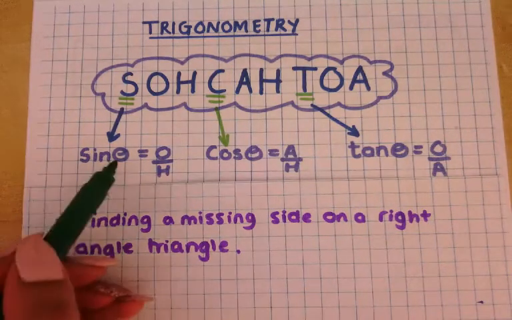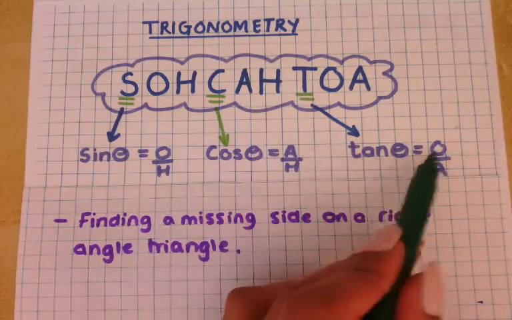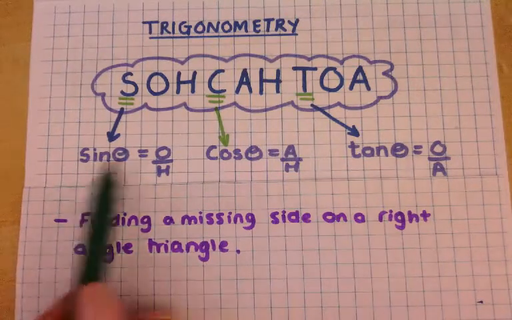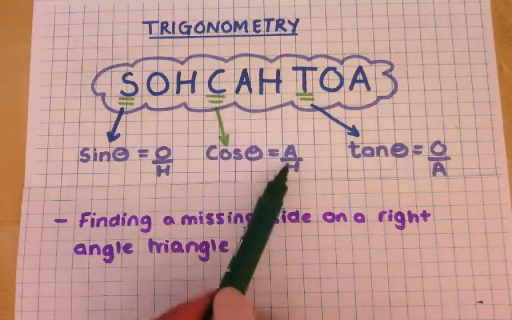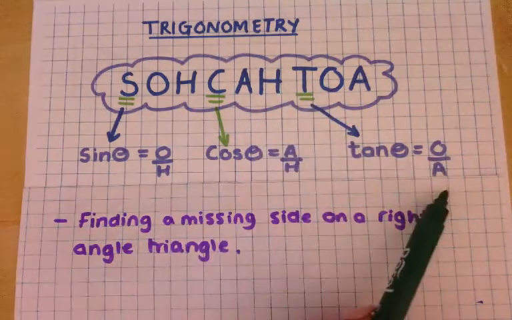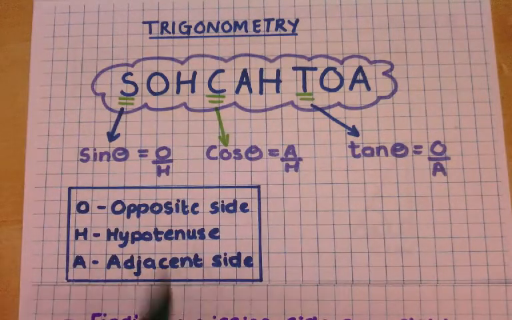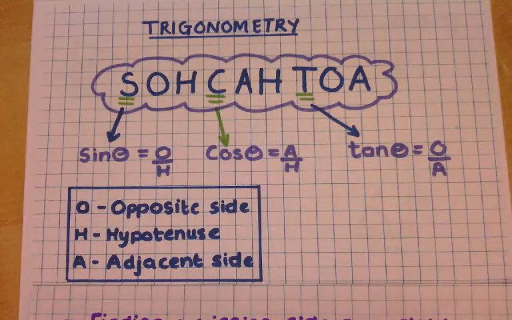So we have sine theta is O over H, cos theta is A over H, tan theta is O over A. If you have a look at the letters in the mnemonic, they're in the same order in the equations. So we have S for sine, O over H, C for cos, A over H, T for tan, O over A. The O, H and A stand for opposite side, H for hypotenuse, A for adjacent. Adjacent means next to. So we'll be using these equations to do some calculations in a moment.